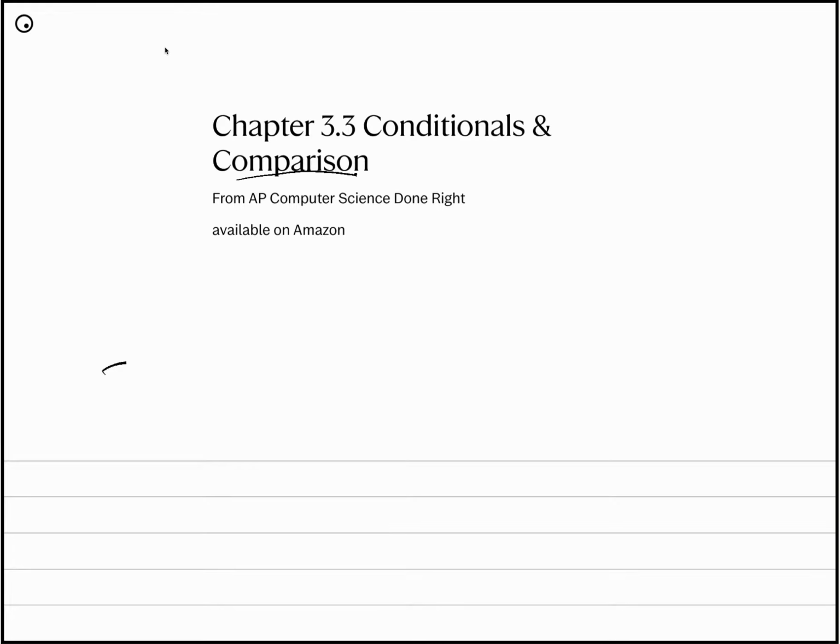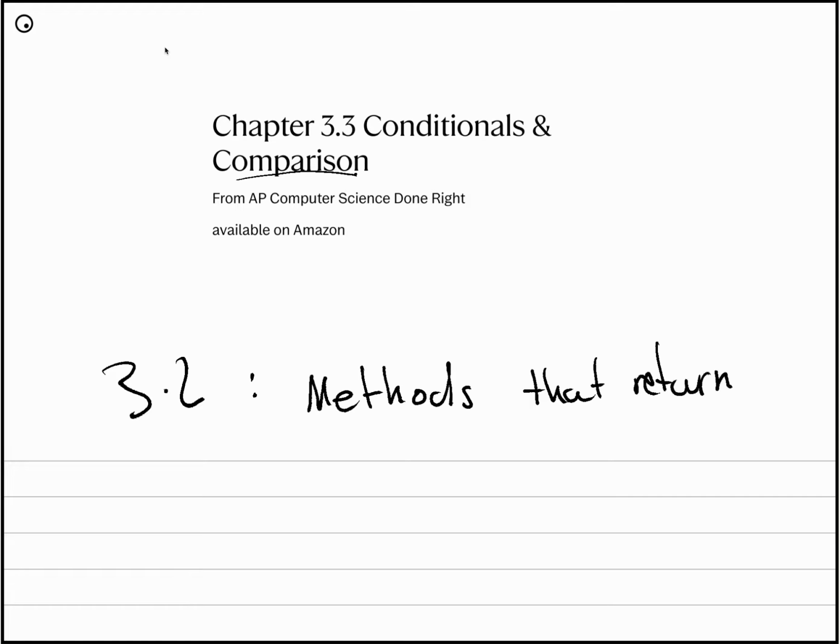Do you remember what we learned in the last section? Yeah, sure. In the last session, 3.2, we learned about the methods that return objects. We learned how to represent has-a relationships between classes. Okay, methods that return objects. Do you remember an example of a method that returns an object?